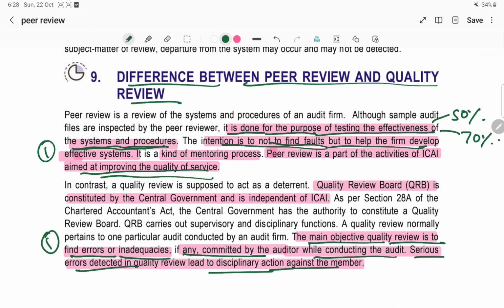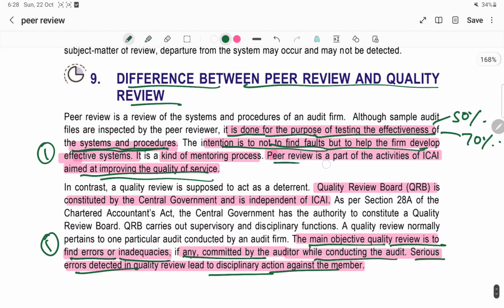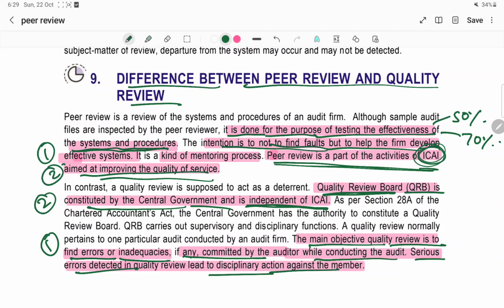Now what is the second point of difference? See, peer review is a part of the activities of ICAI, but the Quality Review Board, that is QRB, is constituted by the central government and is not a part of ICAI, that is, it is independent of ICAI. So this was the second point of difference.